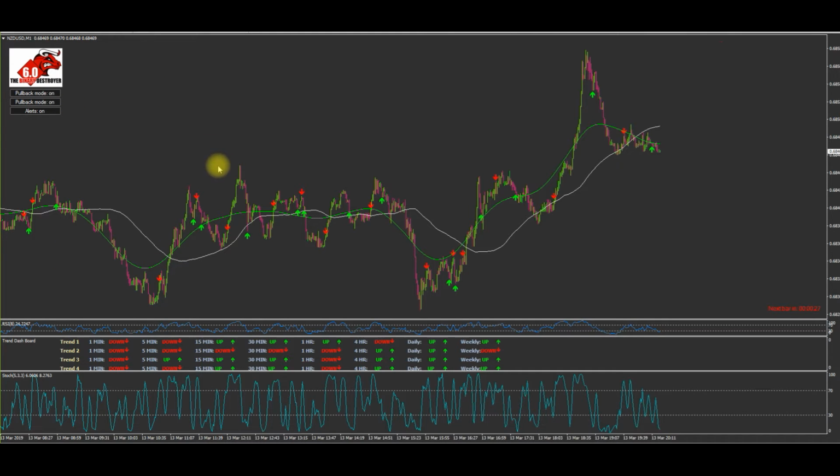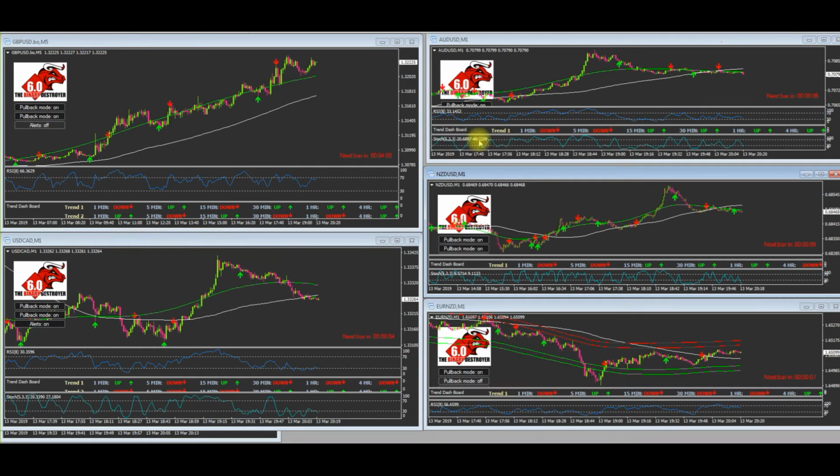Now for this video I'm going to be trading the pullback strategy, so I want both of these modes on. So in the top left corner here you can see pullback mode on, and I want to turn the alerts off like this. So this is the setup that I'm going to be using in today's video. Now let me just have a look at the currency pairs. I'm going to change this mode on like this.